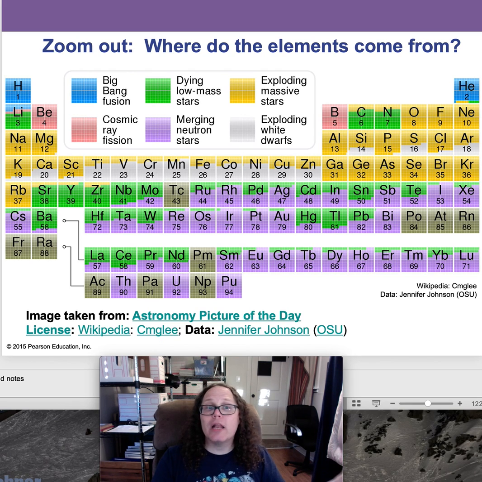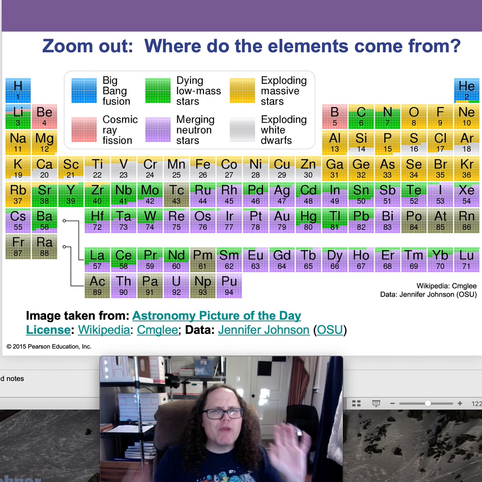So, where do elements come from? The Big Bang made hydrogen and helium. Low-mass stars make helium, carbon, and oxygen. High-mass stars make everything from helium up to iron. Supernovae make elements that are near iron on the periodic table.